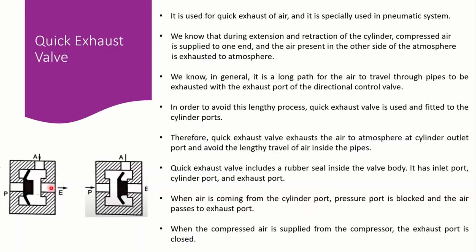And then when the air is coming from the compressor, we are supplying the air from the compressor, the air will push this rubber towards the exhaust. So the exhaust inlet is going to be blocked and the air will pass through this line. Okay, so that is how in general a quick exhaust valve functions.